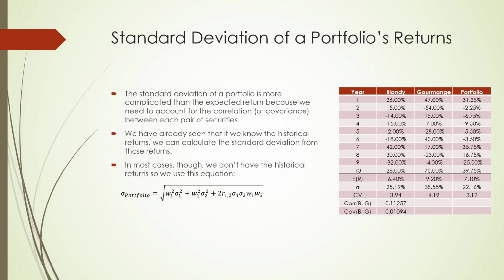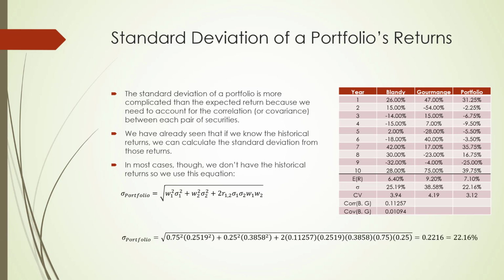Now, that probably looks complicated to you, and I'm not going to say that it's not, but it's a whole lot less work than calculating the standard deviation of the portfolio from those historical returns. So let's see how this works. Let's plug in some numbers. Remember that the weight of Blandy is 75% and Gourmand is 25%. So we have 0.75 squared times the standard deviation of Blandy squared, in other words, the variance of Blandy, plus 0.25 squared, that's the weight of Gourmand squared, times the standard deviation of Gourmand squared, plus 2 times the correlation, and we calculated this in Chapter 2, that was 0.11257.